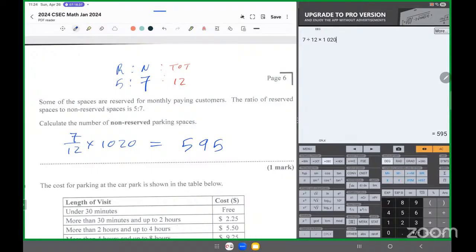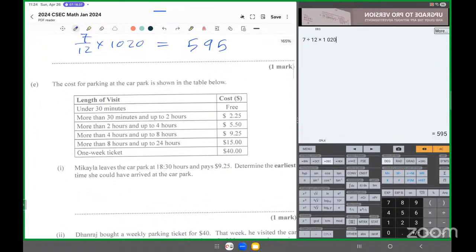So the ratio is 5 to 7. Total parts in the ratio is 12. And the portion of the non-reserved, therefore, is 7 out of the 12 times the 1020. Right? 7 out of the 12. A ratio is like a fraction, really, a fraction of the total. So 7 out of the 12 times the 1020 total parking spaces.